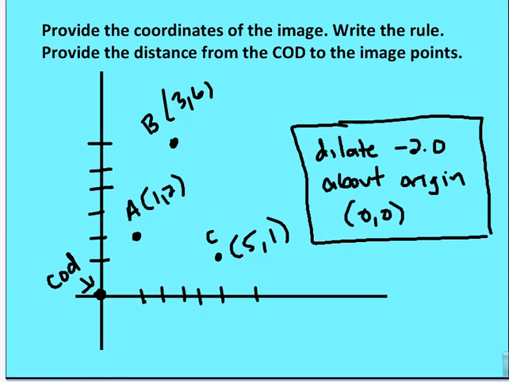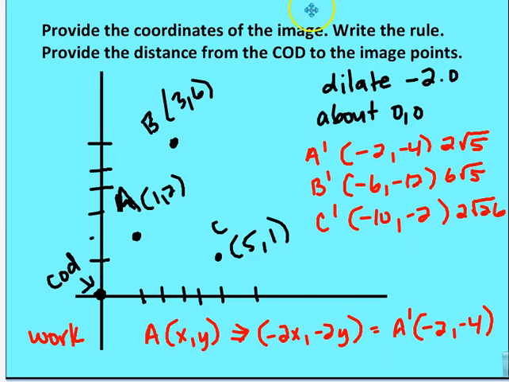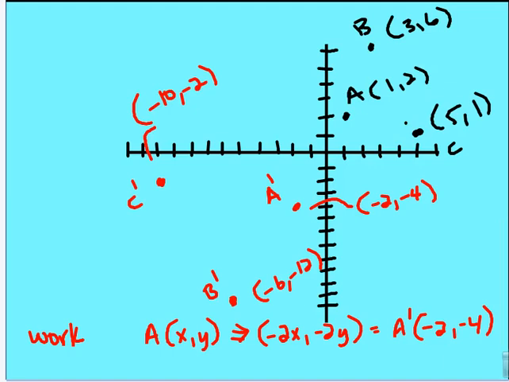Okay, now I want you to dilate -2 about the origin. I'm going to pause here while you do this classwork. All right, so you're going to get these answers, -2, -4 for A prime, and you can read the balance. I've also provided you with the distance from the image points to the center of dilation, just as a reference, because we know the scale factor is the distance from the center of dilation to the image divided by the center of dilation to the preimage. Right, and this is graphically what you're going to look at. I didn't have enough space in the prior slide to put these values in here.